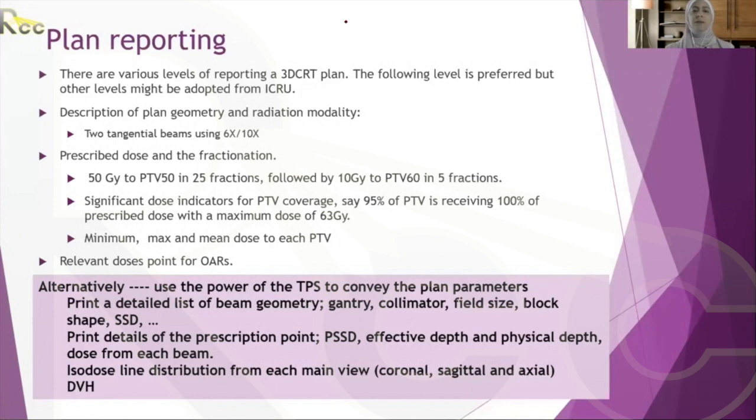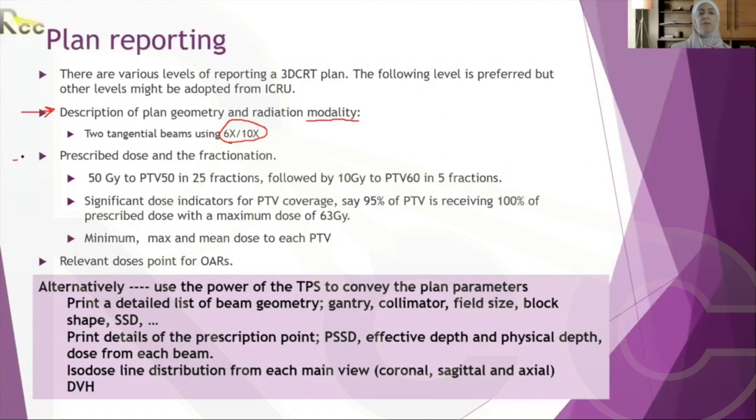However, this would be a general approach that we all still use. Whether you are doing IMRT, stereotactic, or 3D, this would be common between all the reporting structures. So first of all, you have to report what kind of plan geometry you're using and the radiation modality. For example, four field box technique using 15 X-ray, or two tangential beams using a combination of 6X and 10X. So you're describing the beam orientation and the modality. By modality, we mean energy and the type of beam. Is it photons or electrons?